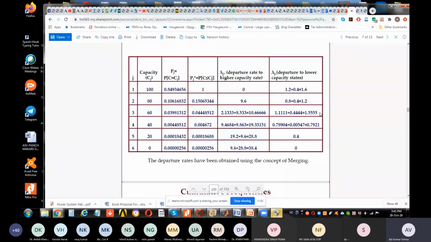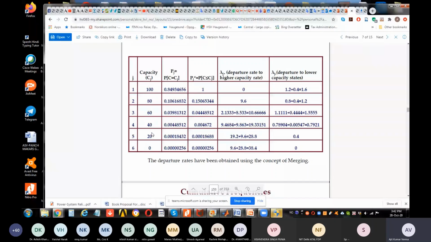Then you come to 40. From 40 you can go to 60 or you can go to 80, the higher states. From 40 you can't go to 100, because if the unit which is 20 megawatt gets repaired, you will go to 60. If the 40 megawatt gets repaired, you'll go to 80. So you have two departure rates, 40 to 60 and 40 to 80, and you add them. And then lower, you can go from 40 to 20 if the 20 megawatt unit has failed, or 40 to 0 if the 40 megawatt unit has failed. So you add them up, and that gives you departure to lower capacity.